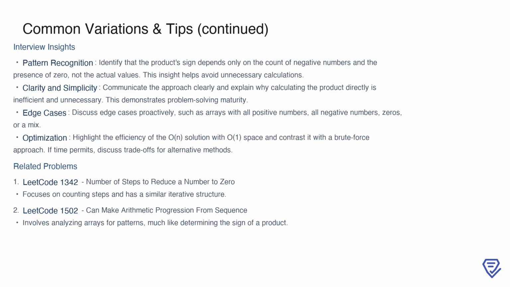It's also important to communicate your approach with clarity and simplicity. Explain why directly calculating the product is wasteful and how you can achieve the result more efficiently. Additionally, proactively addressing edge cases like arrays with only positive numbers, only negative numbers, zeros, or a mix demonstrates thoroughness. Finally, emphasize the efficiency of the optimal solution, which achieves O(n) time complexity with O(1) space, and contrast it with the brute force approach. If time allows, you can also discuss trade-offs between different methods to show deeper understanding.